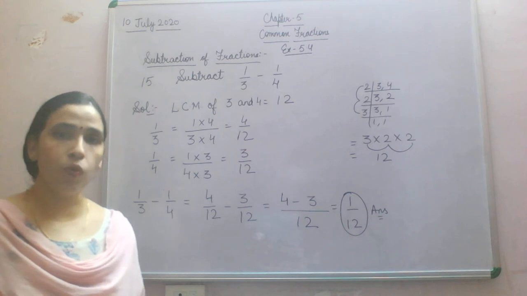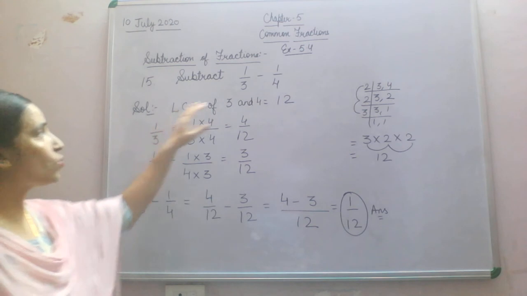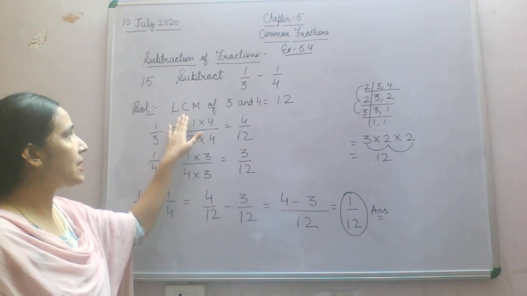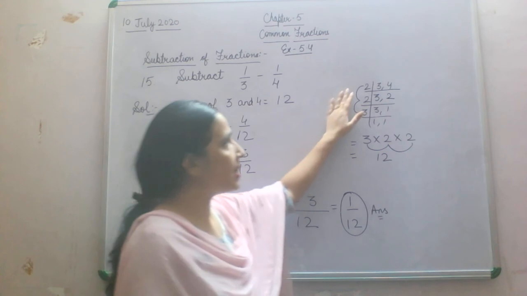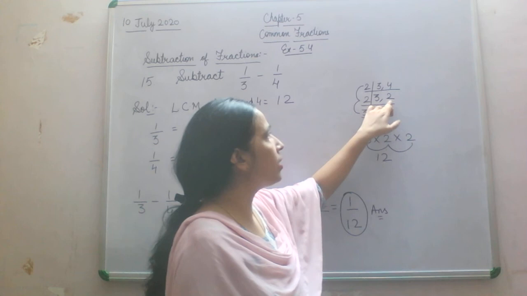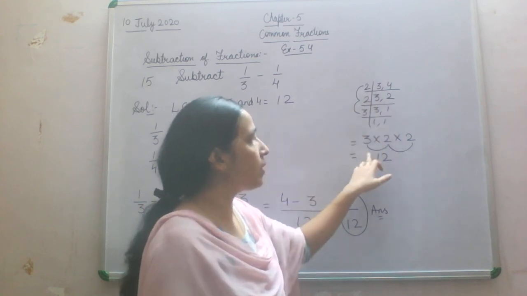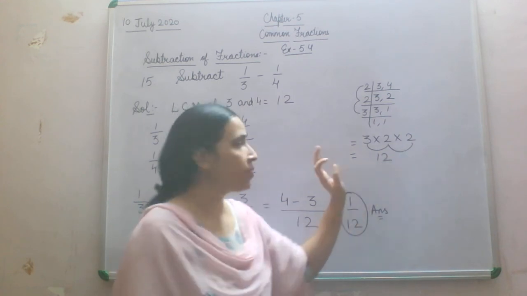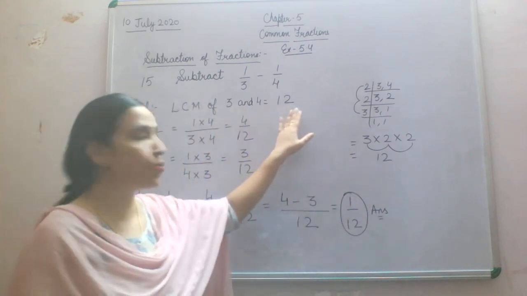So let's see, children, what we have done in this question. We have been given two unit fractions, which is 1 by 3 minus 1 by 4. Now what do we have to do? We have to find the LCM of 3 and 4. We start with the table of 2. 2 2s are 4. Again it goes on, 2 2 1 times and then 3 1 times. Multiplying all these factors, 3 2s are 6 and 6 2s are 12. It means the LCM of 3 and 4 is equal to 12.